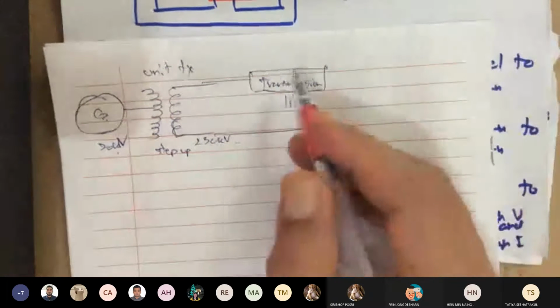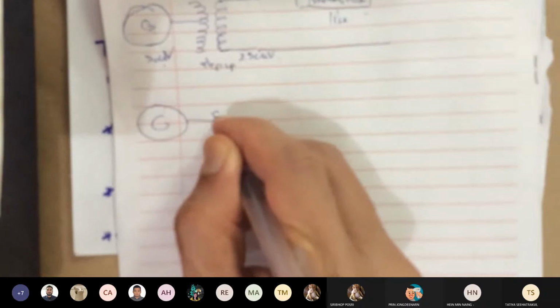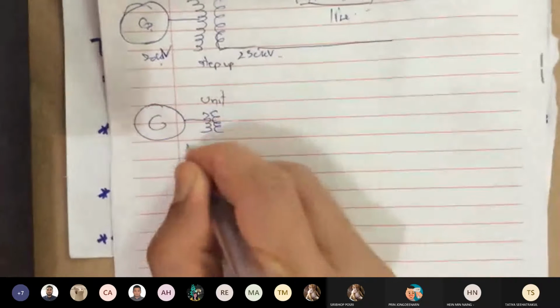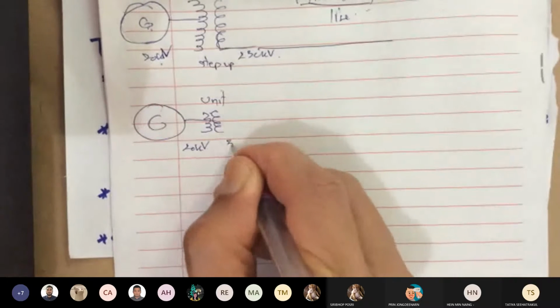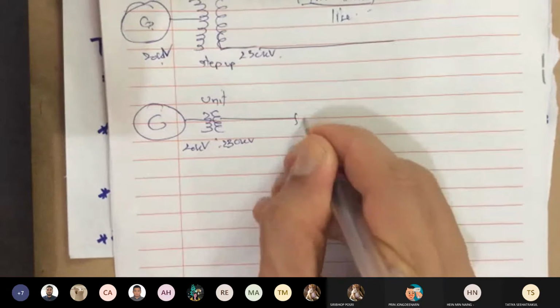I'm sorry, I'm doing this the wrong way. It should be a one-line diagram. I'm mixing, so it should be something like this. Generation, unit, 20 kV to 230 kV. And then this is the transmission line.